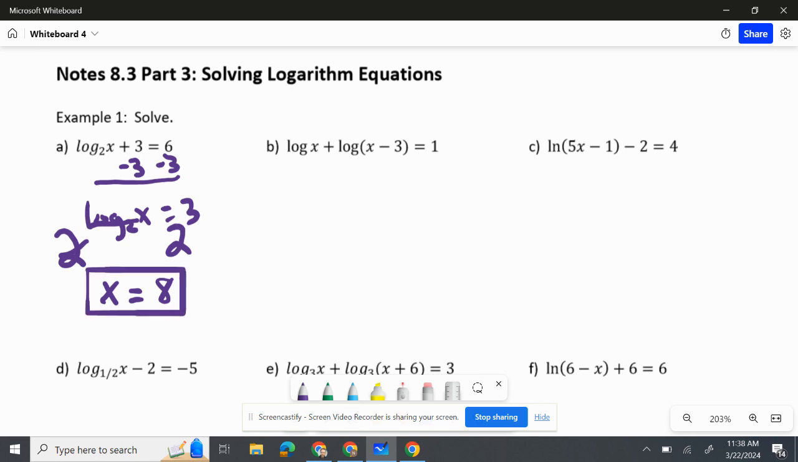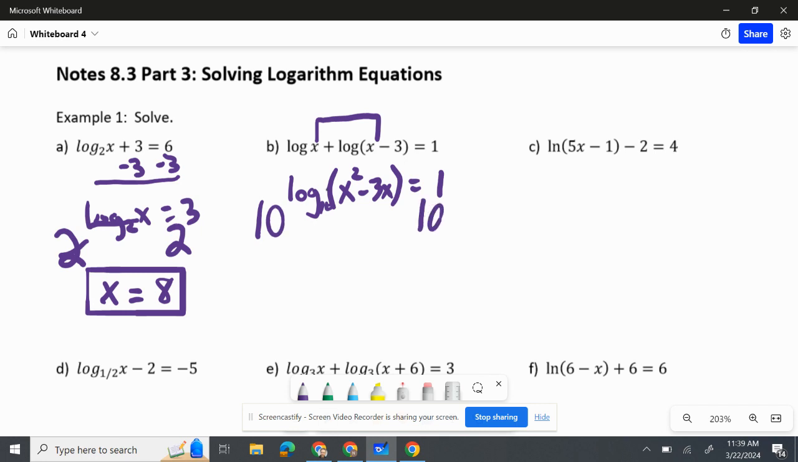For letter B, notice that we have 2 logs, so we have to get them together, and so we're writing a single log. And if you remember, when we write a single log, what we do is we multiply the values. So x times x is x squared. X times negative 3 is negative 3x. Now, when we don't see a base, we know that the base is 10. So we're going to do a big base 10 in order to get rid of the logs. And so that gives us x squared minus 3x equals 10.